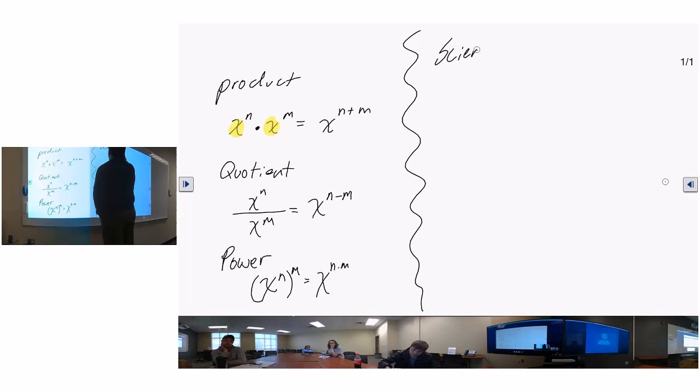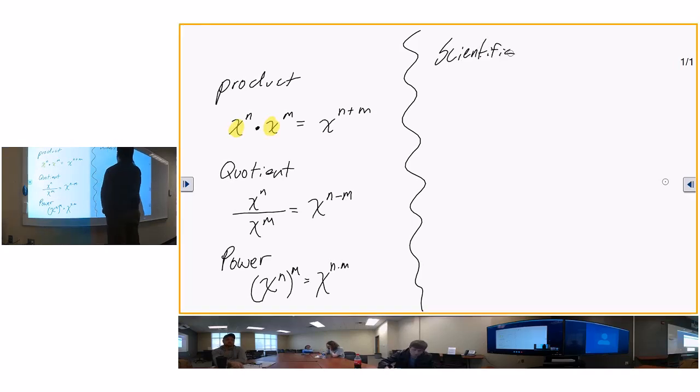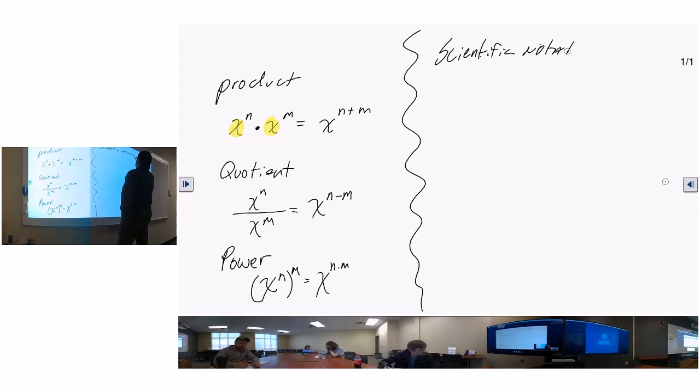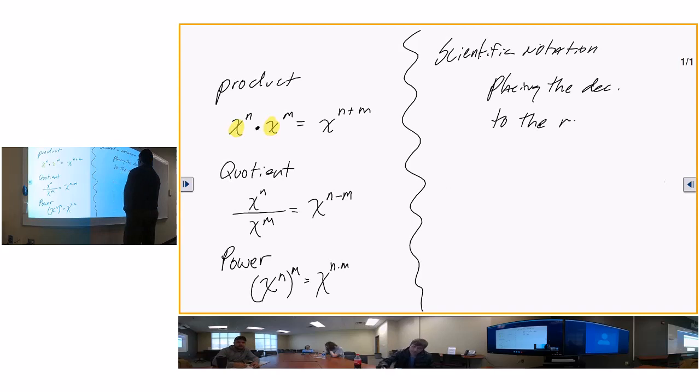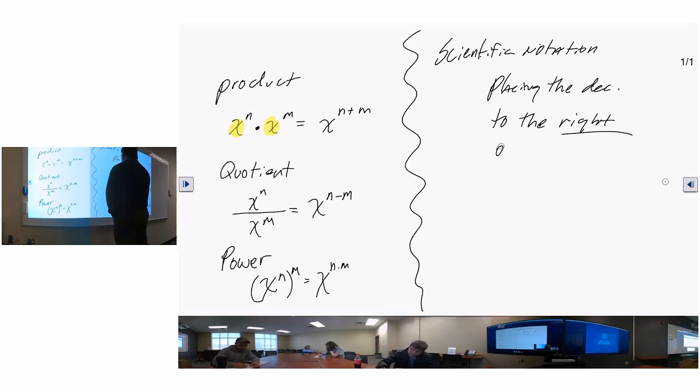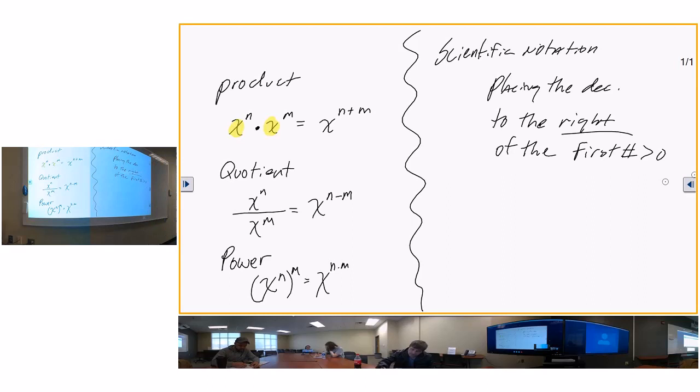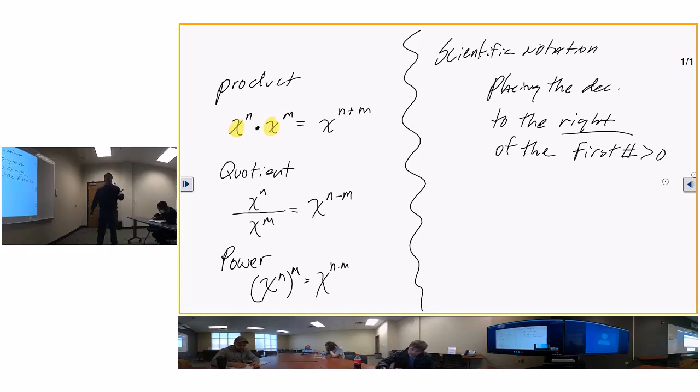Scientific notation is placing the decimal to the right of the first number greater than 0. That's all there is to it. I want you to learn that definition. Placing the decimal to the right of the first number greater than 0.